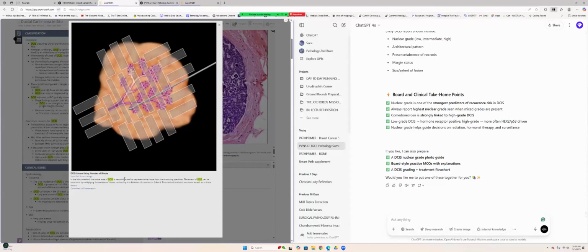In the block method, the entire area of DCIS is sampled, as well as representative tissue from the remaining specimen. The extent of DCIS can be estimated by multiplying the number of blocks involved by the thickness of the section. So if there are blocks 1, 2, 3, 4, times 0.4 cm. This method is related to volume as well as to linear extent. So the number of blocks times the thickness of the sections is what you use to calculate the extent of the DCIS.